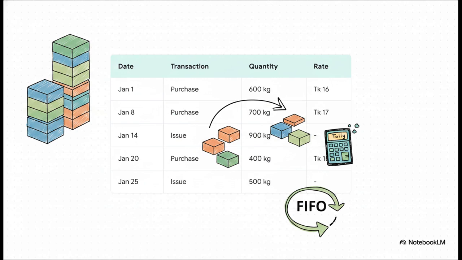Throughout January, a business is buying and issuing material. On Jan 1, they buy 600 kilograms at 16 taka. On Jan 8, they buy 700 kilograms at 17 taka. Then on Jan 14, they issue 900 kilograms. So how does Tally value that issue? Using FIFO, it takes the entire 600 kilograms from the oldest batch on Jan 1, and then grabs the remaining 300 kilograms from the Jan 8 batch.